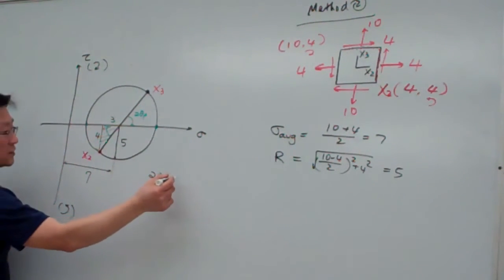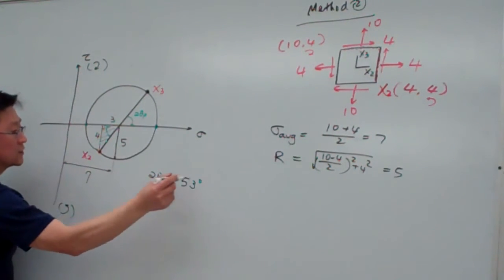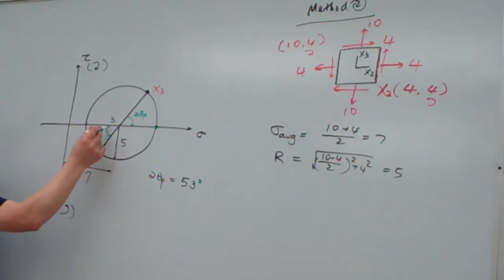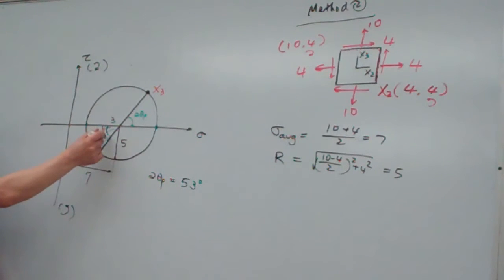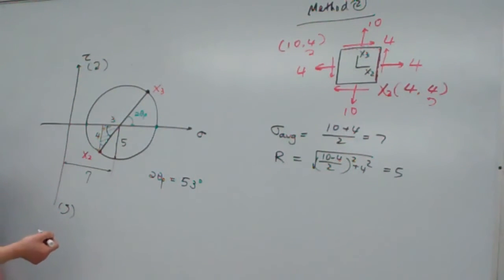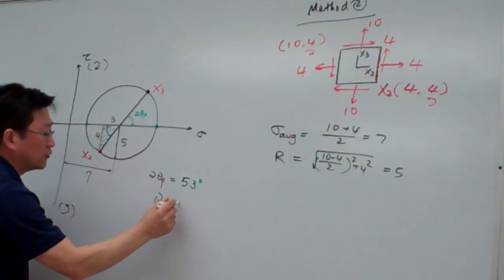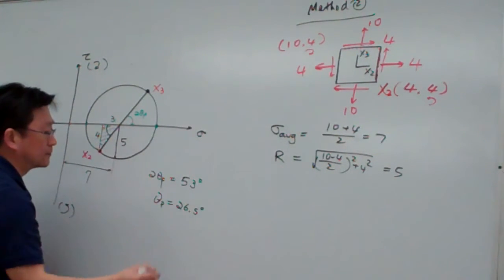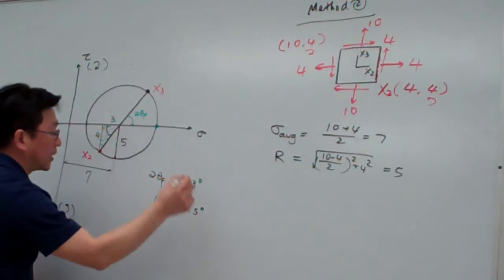So here the 2 theta p should be equal to 53 degrees. And remember, this is 37, this is 53. That's a special triangle to memorize. Okay. So here this angle is 53 degrees, or arctangent of 4 over 3. So here theta p equals 26.5 degrees, and the direction is clockwise.